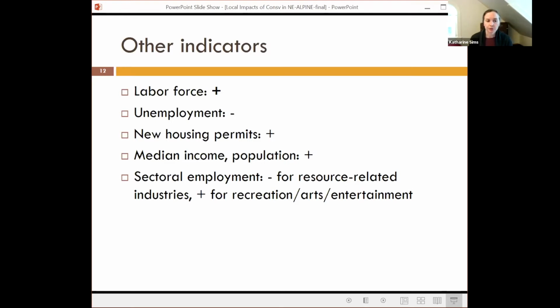We also find no statistically significant effects on town level median household income or population, though both of those coefficients are also positive. And finally, considering industry by sector, the point estimates that we found indicated that land protection led to employment decreases in resource intensive industries, so agriculture, forestry, fishing, hunting, and mining, and increases in recreation-based industries, so recreation, arts, entertainment, accommodation, and food. And that seems consistent with what we would expect as economies transition to more recreation and amenity-based livelihoods.